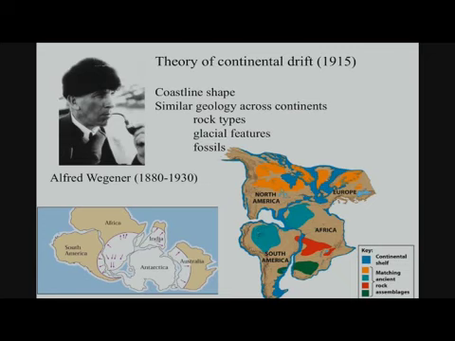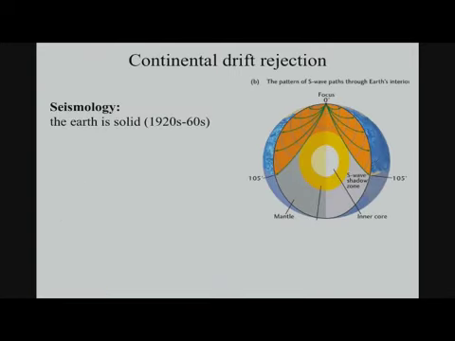Unfortunately, this ran into a little bit of trouble. Particularly the seismologists were not the friend of continental drift. Seismologists had a good argument, I will admit. They said, well, S-waves penetrate through the Earth's mantle, therefore it's a solid, therefore it cannot move.